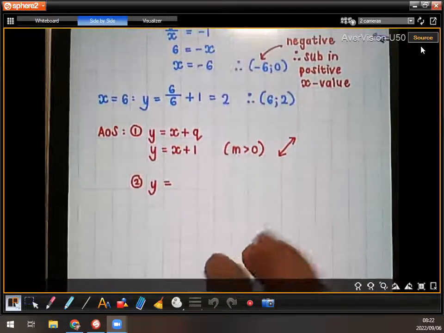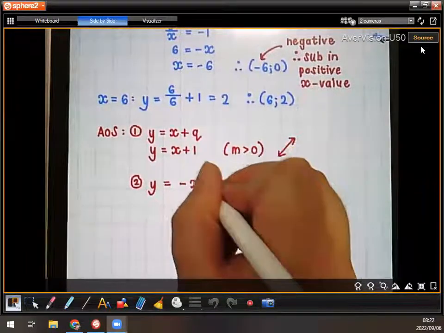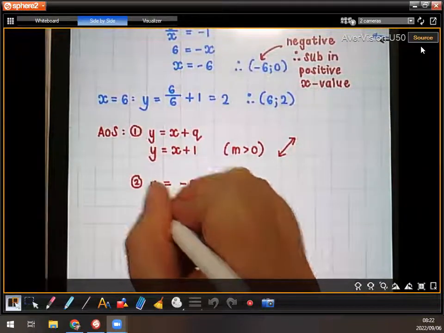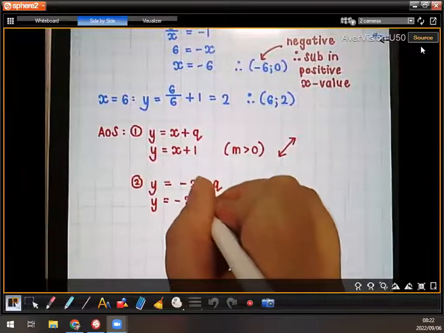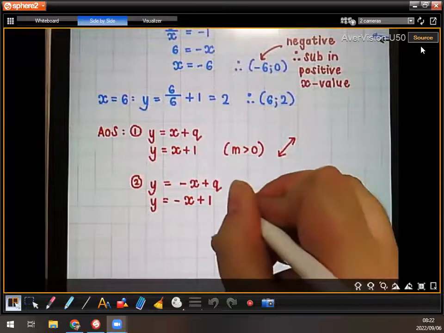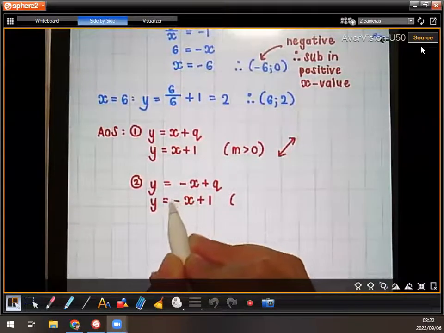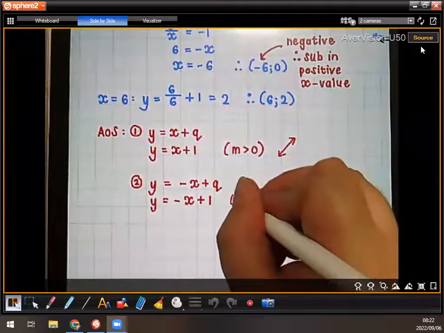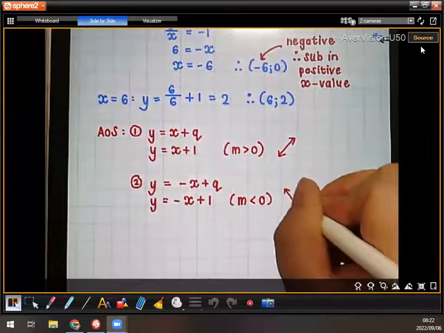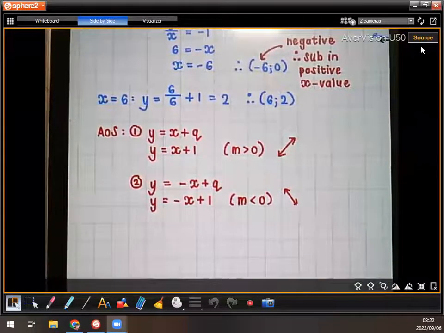The second axis of symmetry is negative x plus q. So that's just the formula. So negative x plus 1. This line has a negative gradient, right? Because my gradient here, the number in front of x, is negative 1. So this one has a negative gradient, so it is going to look like that. Okay, please draw in those 2 axes of symmetry. You can use dotted lines for them.